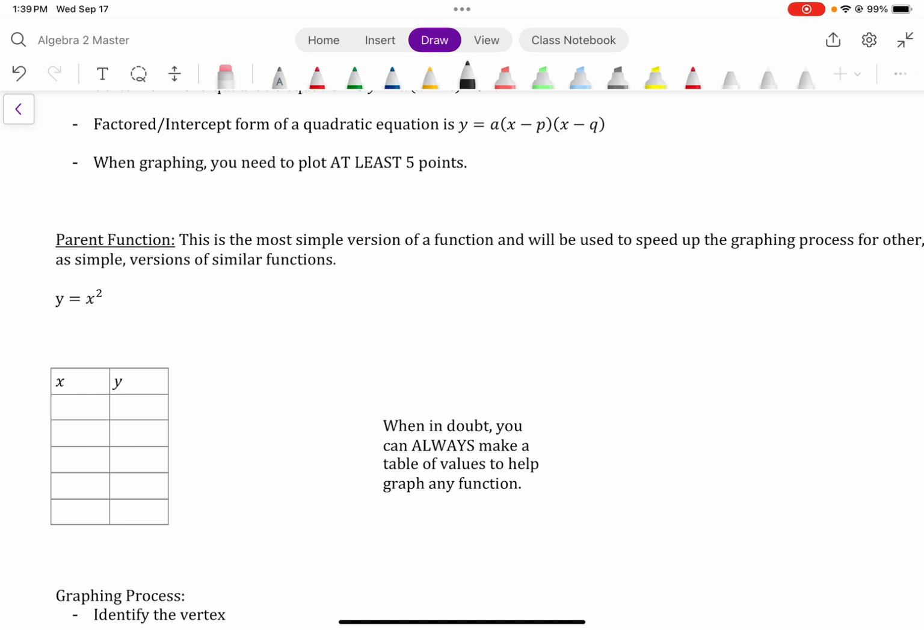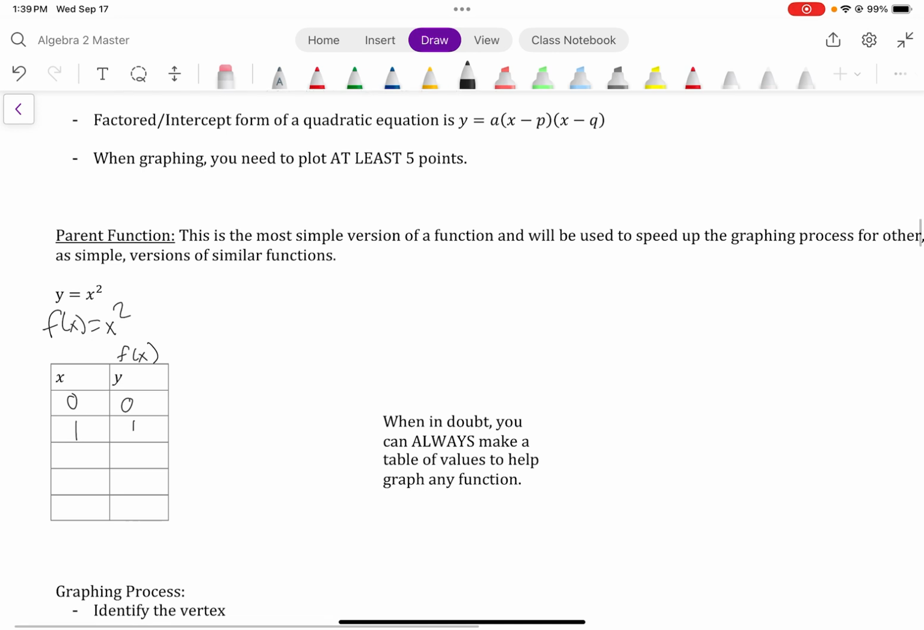So I'm going to fill out this first table first. If I have the parent function of y equals x squared, or sometimes f of x equals x squared, depending on how things are written. Remember, y and f of x are essentially interchangeable. If I plug in x is 0, I get y is 0. If I plug x is 1, 1 squared is 1. If I plugged in negative 1, squared is still 1 for my y. If I plugged in 2, I'd get 4, and negative 2, I'd get 4.